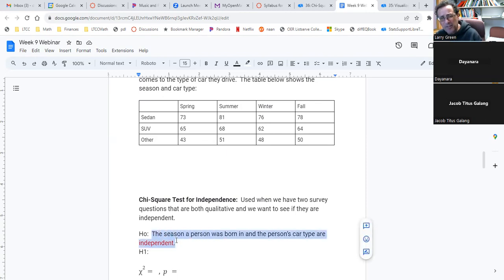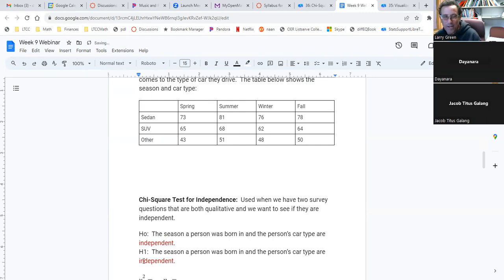What is the opposite of independent? What word is the opposite of independent? Yeah, dependent. So the H1, I'll do exactly the same and erase IN. The season a person was born in and the person's car type are dependent. Any questions on that?